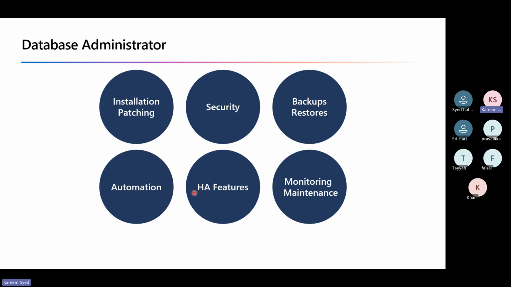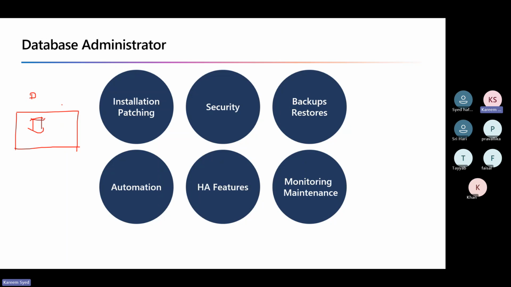Then we'll configure high availability features. High availability means, just remember, very simple. We'll see later in detail. Suppose this is my production server, which is here in Dubai location, for example. In one data center, we have servers and databases.